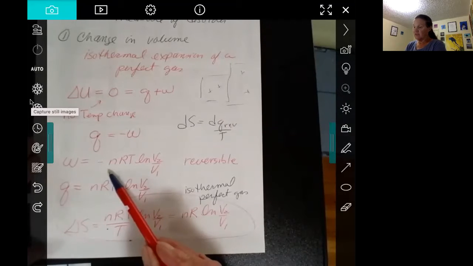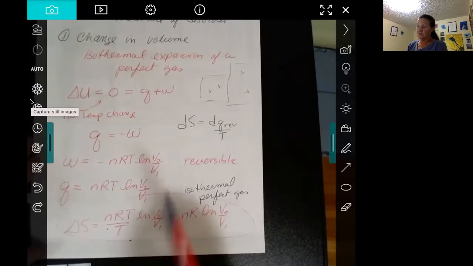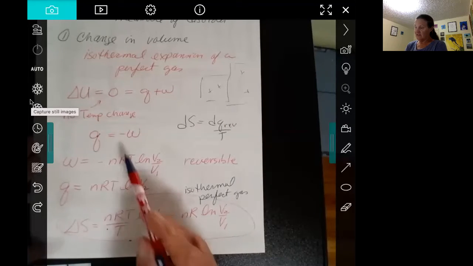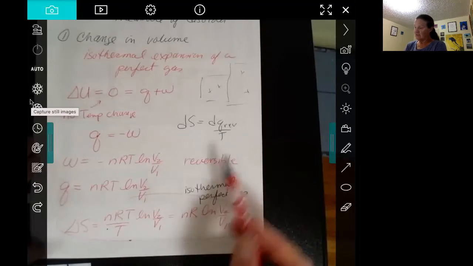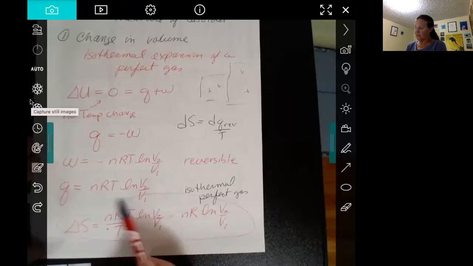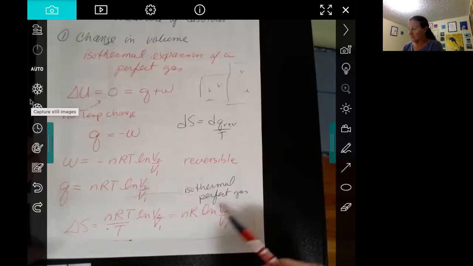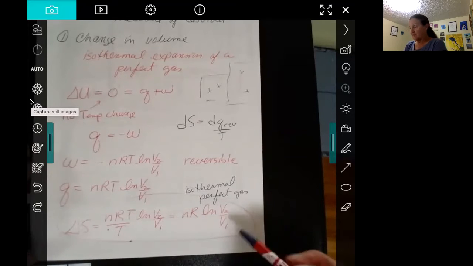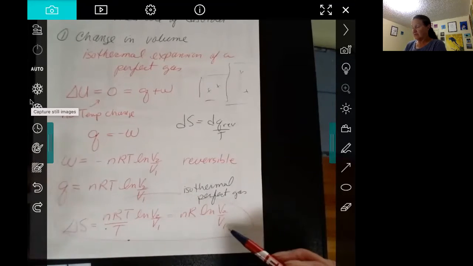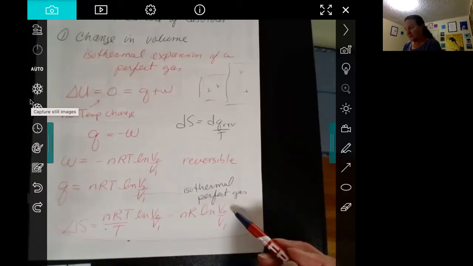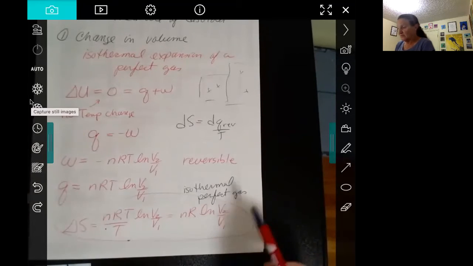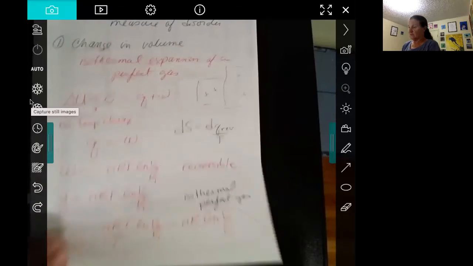So work was negative nRT ln of V2 over V1 if it's reversible. And then if we change the sign and divide by T, you end up with Q being this. And because it's Q divided by T, the T cancels, and the change in entropy is nR, gas constant, times the natural log of the volume change. So natural log of the volume change, if the volume goes up, is going to be a positive number. If it goes down, it's going to be a negative number. So an expansion will always increase the entropy.